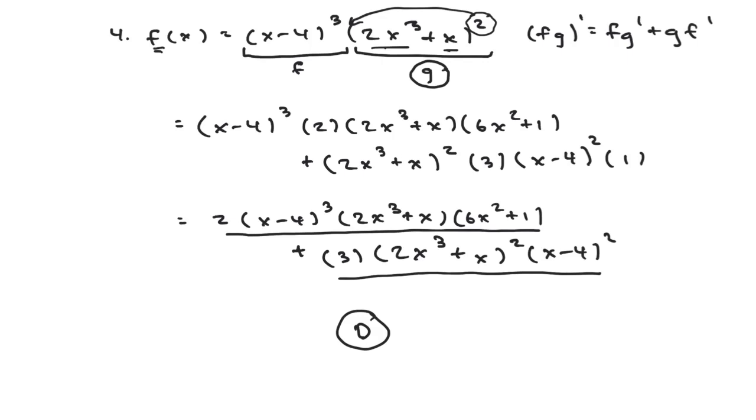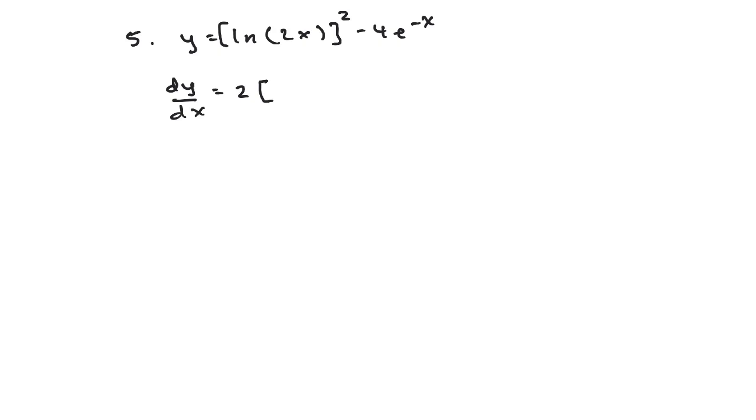All right, so let's look at the next one. In this case, number 5, we have y is equal to the natural log of 2x squared minus 4e to the minus x. And so if I want to find dy dx, what I'm going to do is move the 2 out in front, and that's times the natural log of 2x to the first. And then I'm going to multiply that by the derivative of the inside, which is the natural log of 2x.